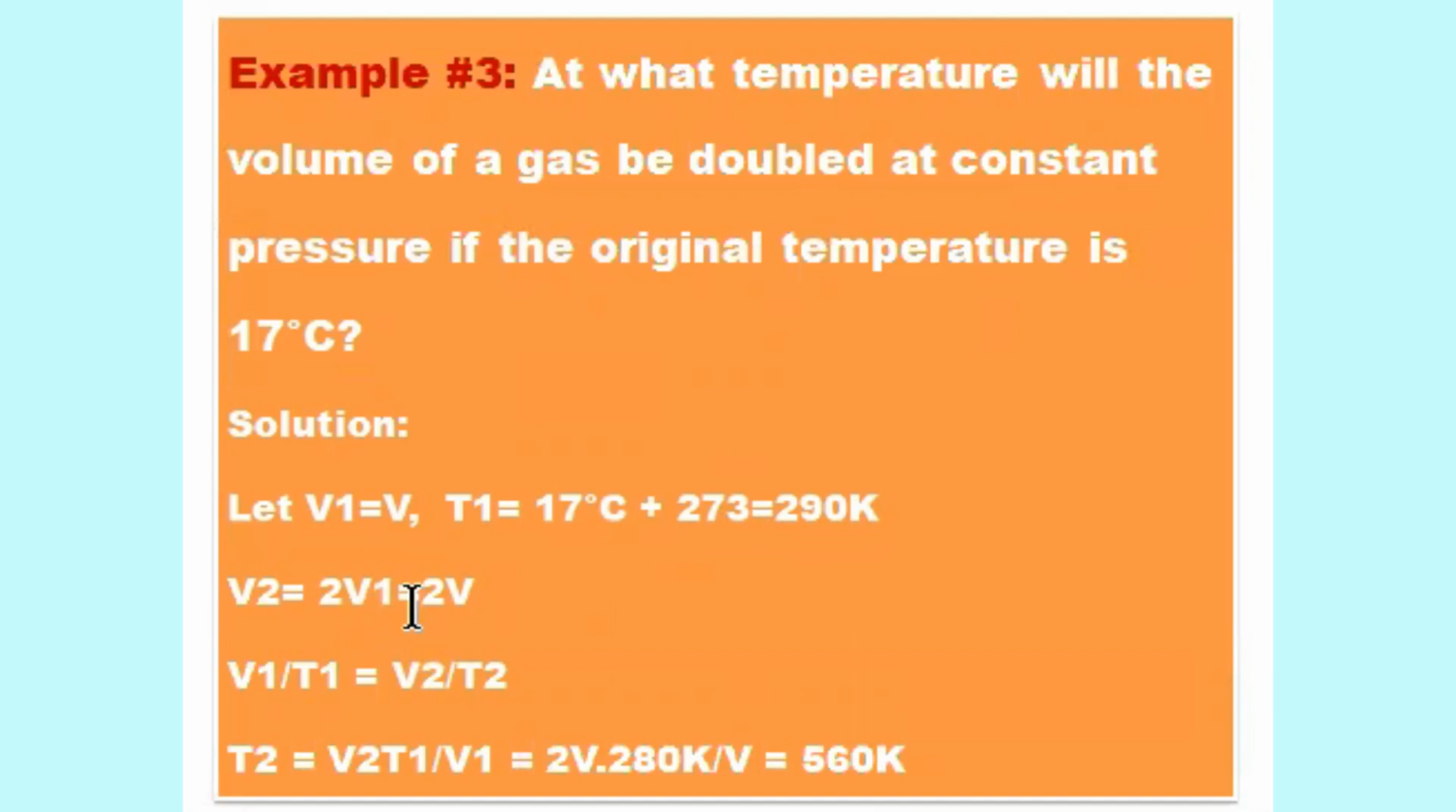2 times V1, which equals 2 times V, and apply Charles' law, which has the equation V1 over T1 equals V2 over T2. Rearrange this formula to give T2 equals V2 times T1 divided by V1. This gives 2V multiplied by 290 Kelvin divided by V. This gives 580 Kelvin.